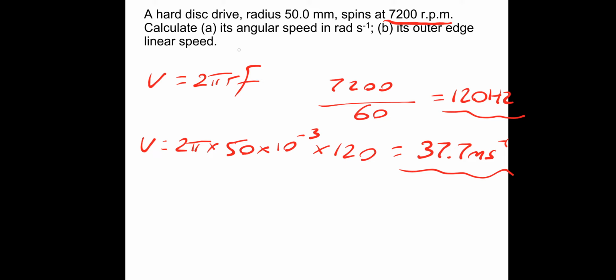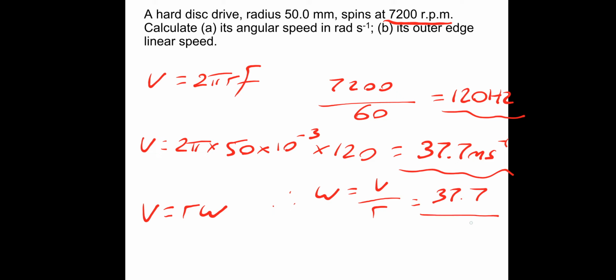Then we can do part A. We're going to do its angular speed in radians per second. So we've got the equation V equals r omega. We know V and we know r, so we can get omega. So therefore, omega will be V over r. So we just need to do 37.7 divided by the radius of 50 times 10 to the minus 3 meters. So that gives an angular speed of 754 radians per second.